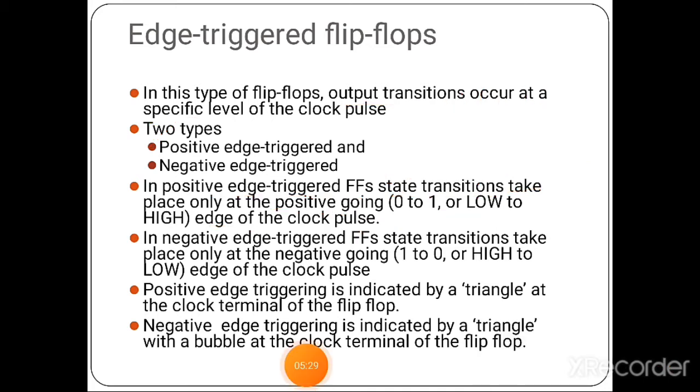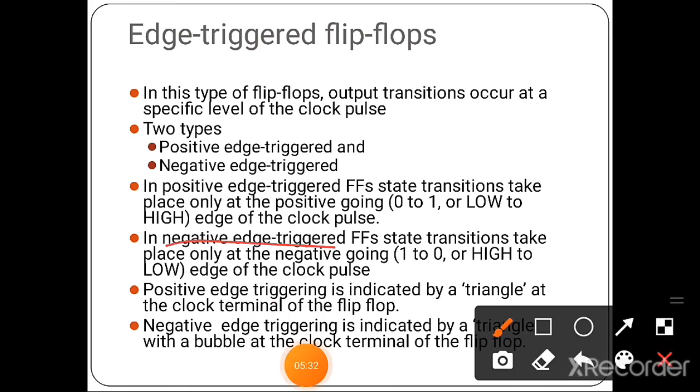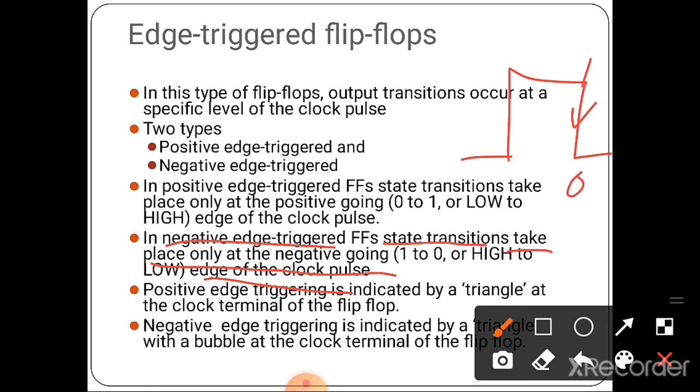Then next is negative edge triggering. In a negative edge triggered flip-flop, the state transition, which means changing from one state to another state, takes place only at the negative going edge of the clock pulse. This is positive edge triggering, and here is negative edge triggering: during the negative going edge, that is 1 to 0, the state transition occurs.